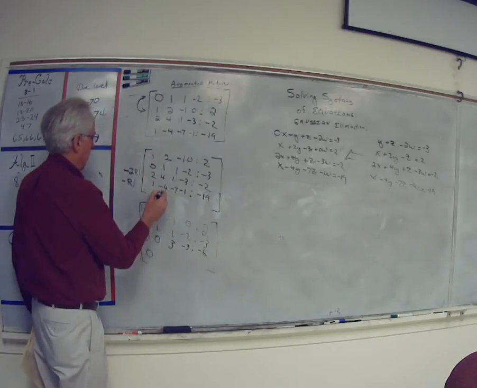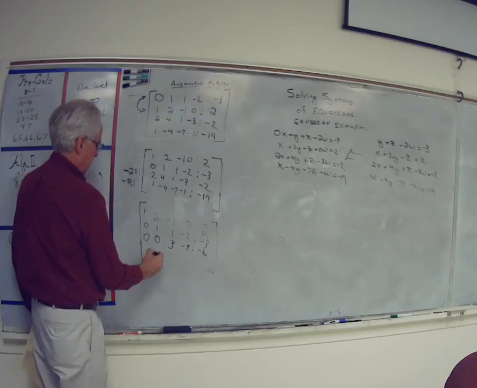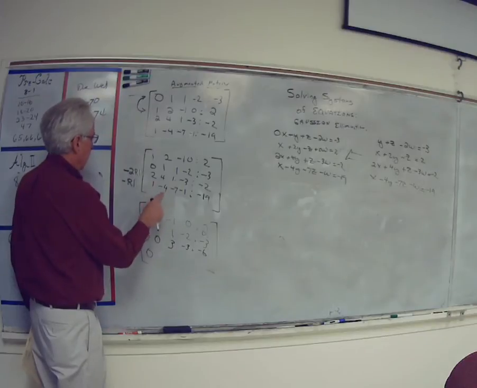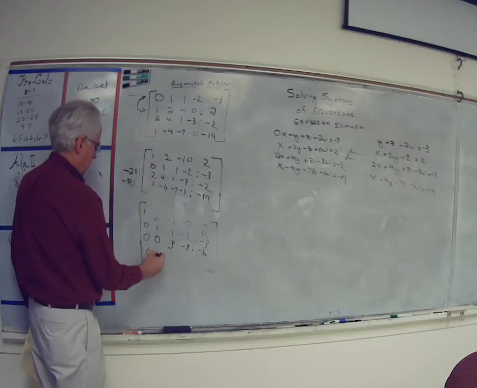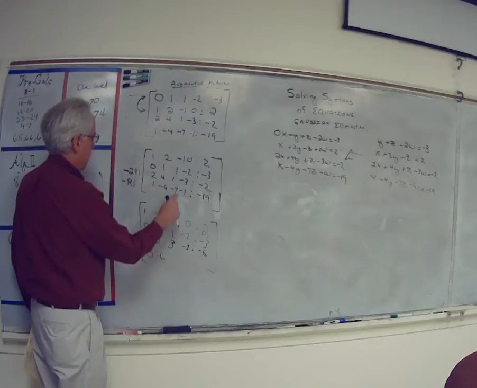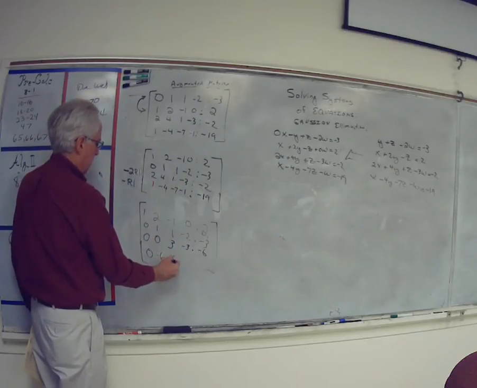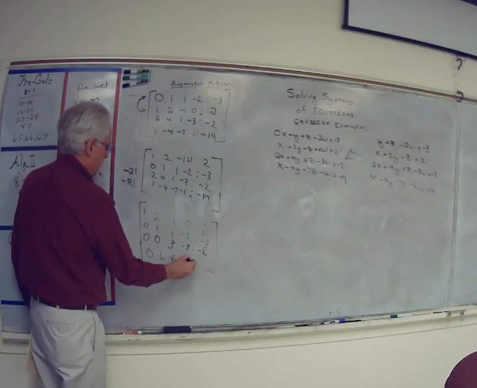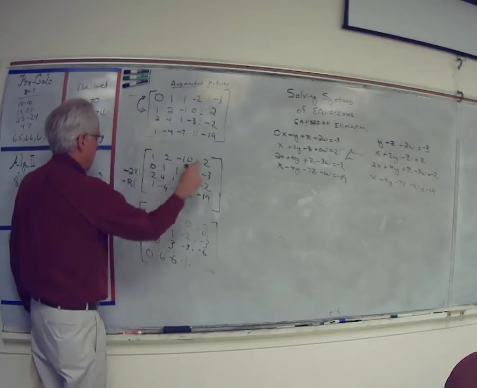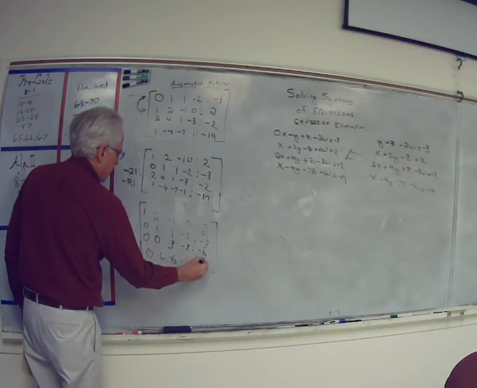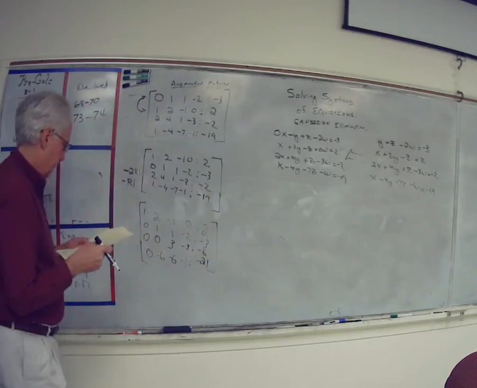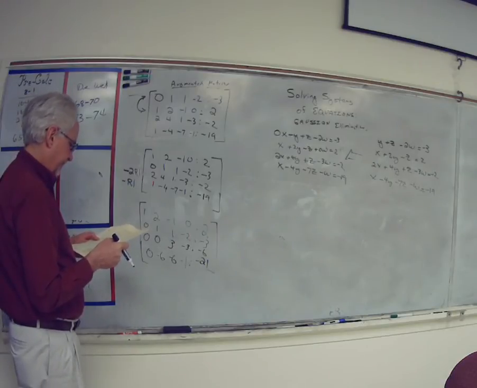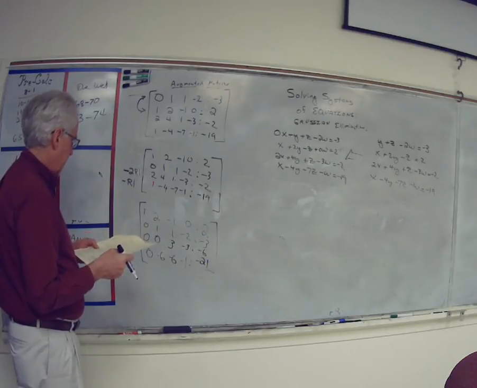4 minus 2 is... it's a negative 4, so it'll be a negative 6. Negative 4 minus 2 is negative 6. Negative 7 minus negative 1 is negative 6. Minus 1 minus 0 is minus 1. Minus 19 minus 2 is negative 21. Okay, so I think that looks good.